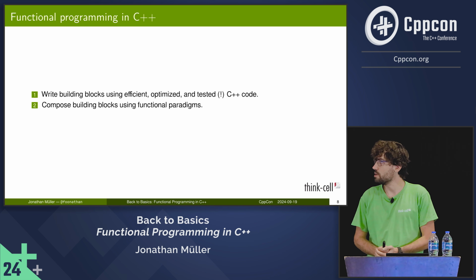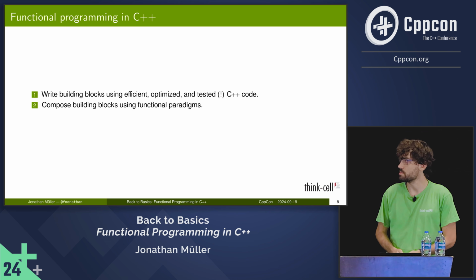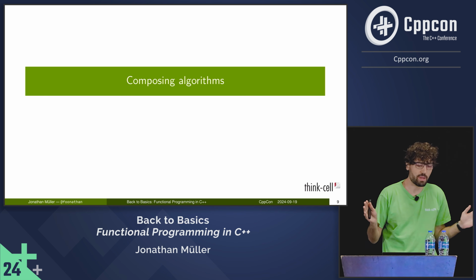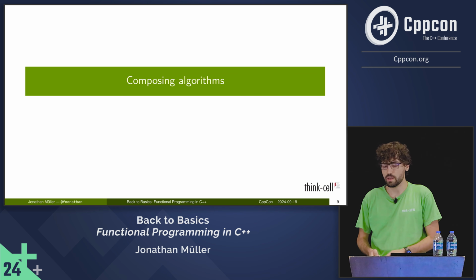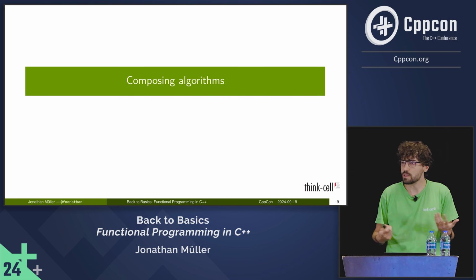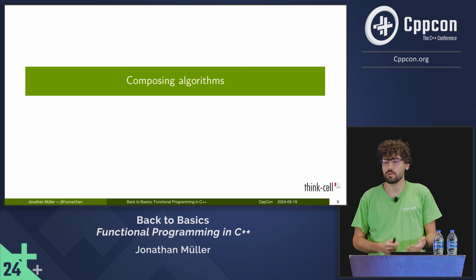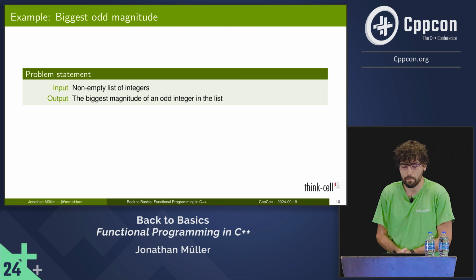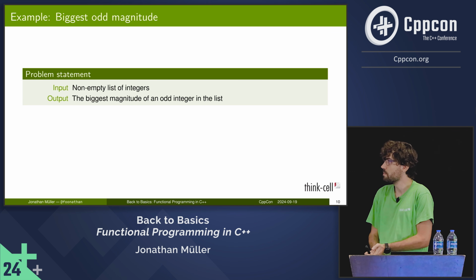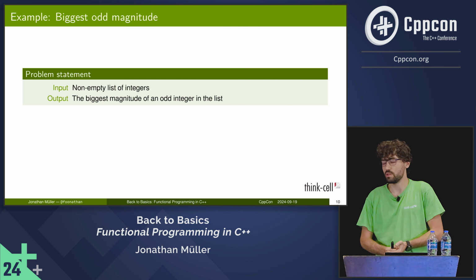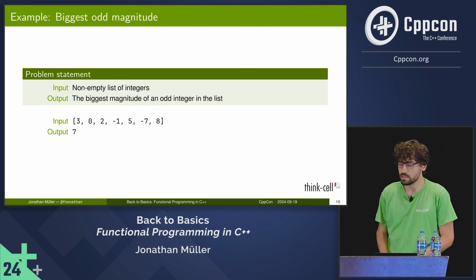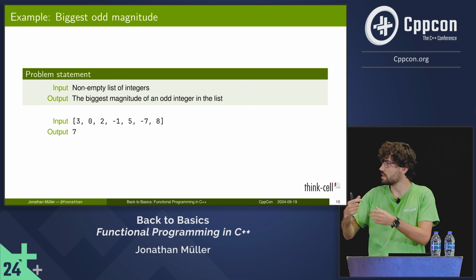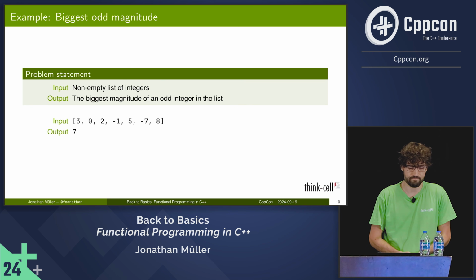Throughout this talk, we're going to look at various places where we compose functions in C++ in order to get this paradigm. So let's begin with the biggest thing, algorithms. Composing algorithms. I've brought some LeetCode problems, slightly modified for pedagogical effect, and we're just going to go through them. For the first one, our input is a non-empty list of integers, and what we want is the biggest magnitude of an odd integer in the list. What I mean by that is, if that is our input, then the output is 7, because -7 is the odd number with the biggest magnitude.